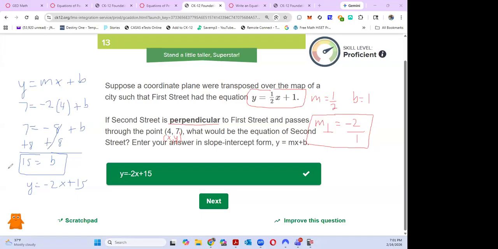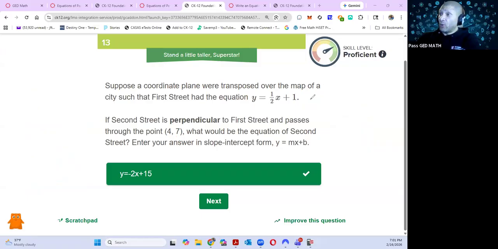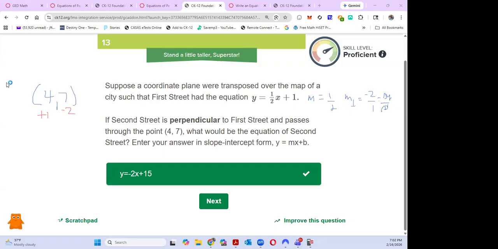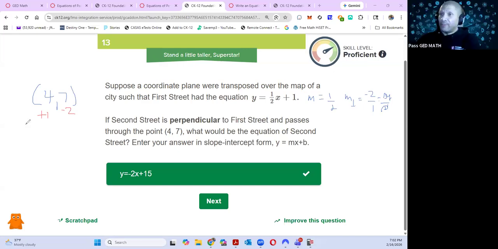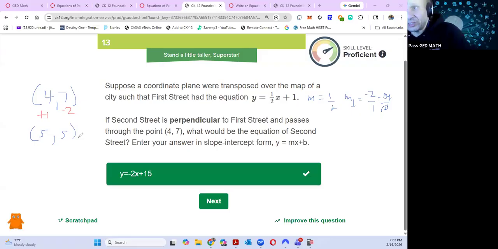With the calculator. Now, let's do it with the calculator. From here, I need 2 things. My slope is 1/2, so my slope of the perpendicular is negative 2 over 1. So I know my change in y and my change in x. My point is 4, 7. That means my y has to change by negative 2, and my x has to change by plus 1. So 4 plus 1 is 5, and 7 minus 2 is 5. The 2 points that I'm going to put in my calculator are 4, 7 and 5, 5.